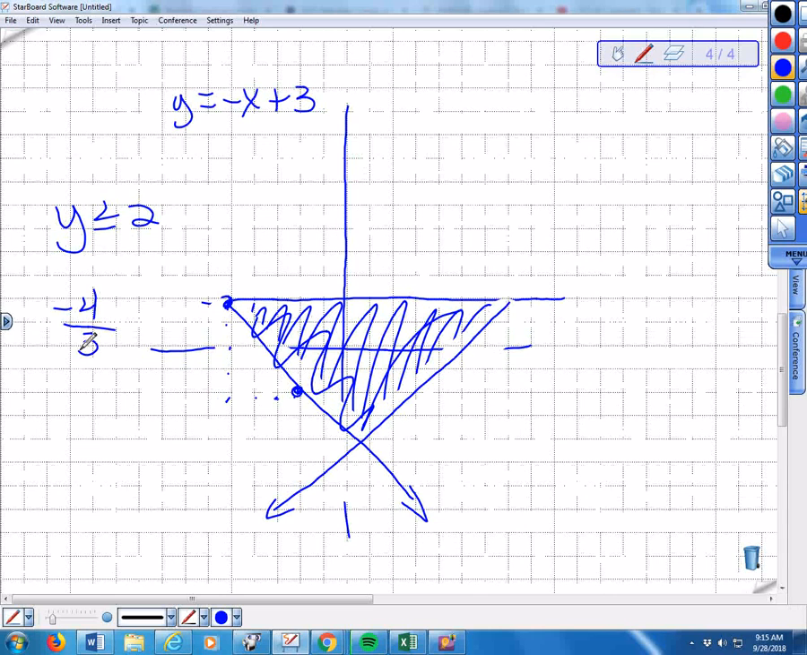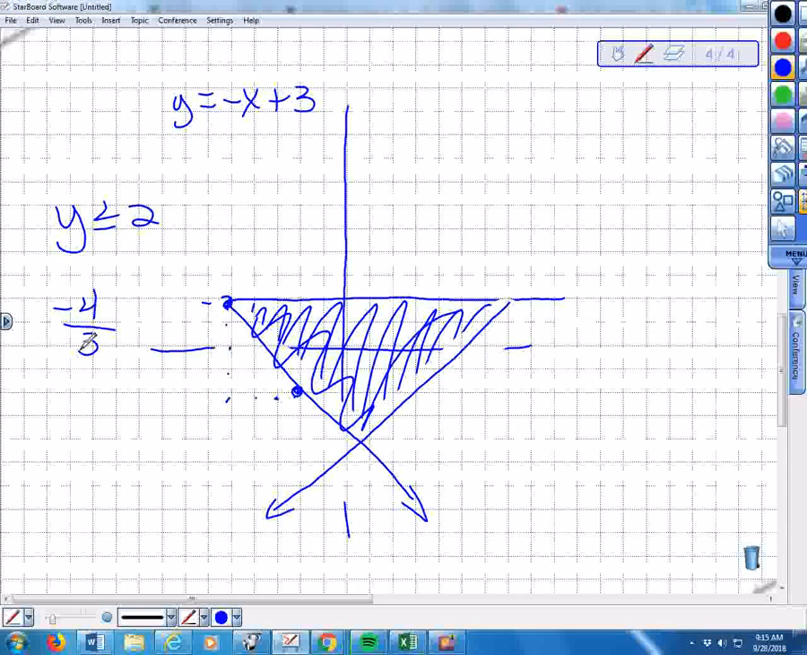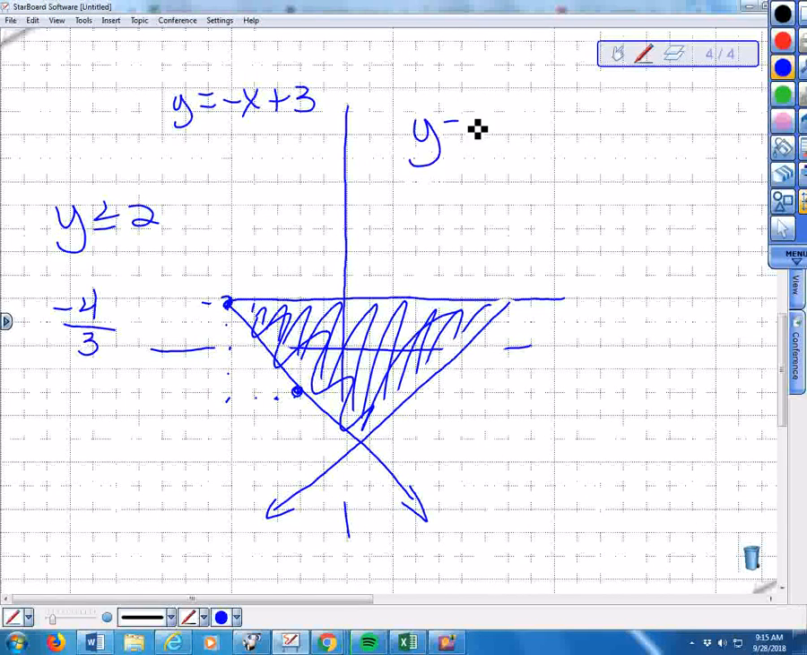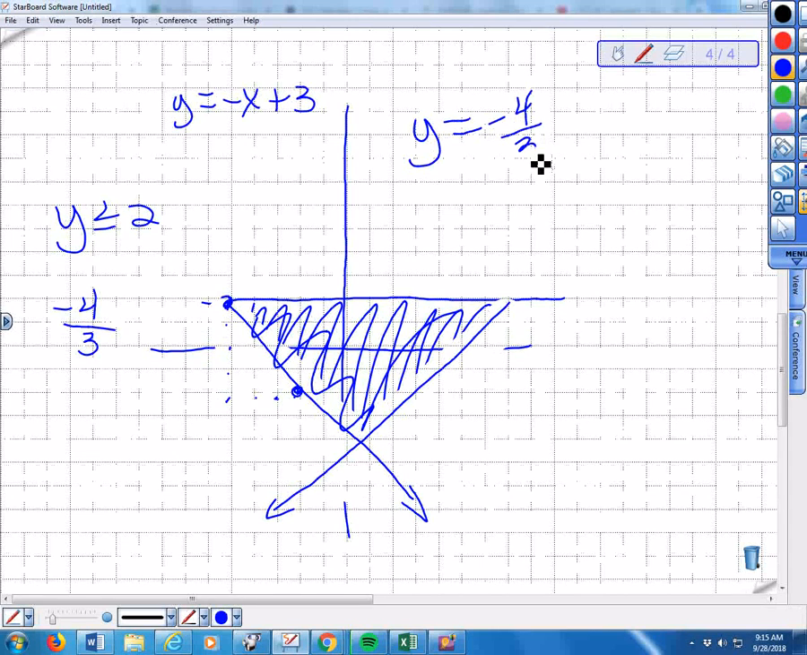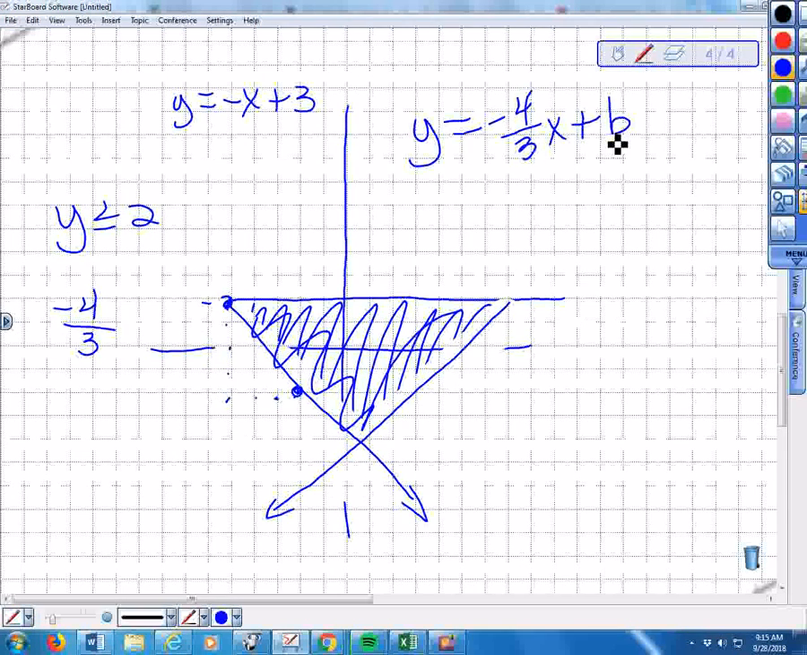So what I'm going to do is use these 2 points and the equation y equals negative 4/3 x plus b, because I found my slope.